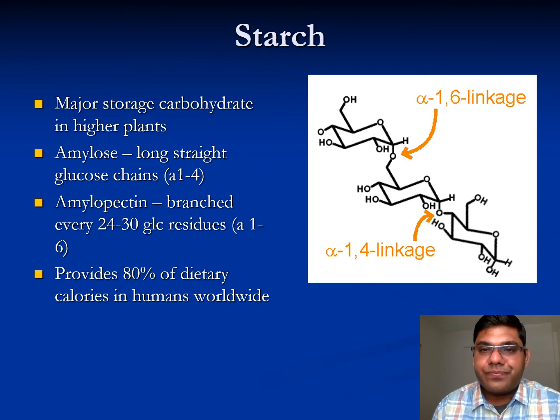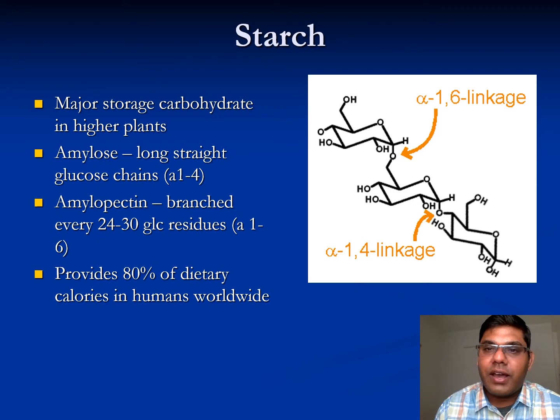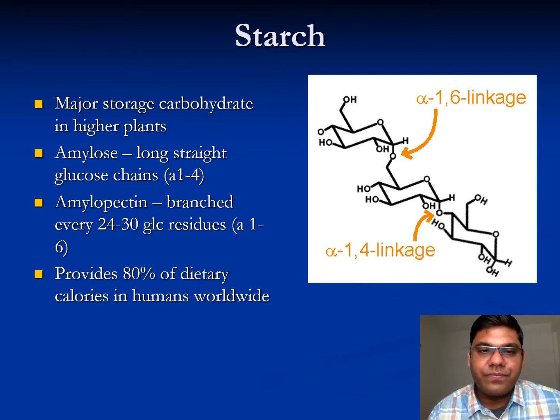So the starch has multiple units of glucose, and there are two types basically: amylose, which has long straight chains linked to one another by alpha 1,4 linkage, or amylopectin, wherein we have a branched chain by alpha 1,6 linkage of two glucose residues. In amylopectin, there is a branch at every 24th to 30th glucose residue, linked by alpha 1,6 linkage, and about 80% of the dietary calories are provided to humans worldwide by starch.